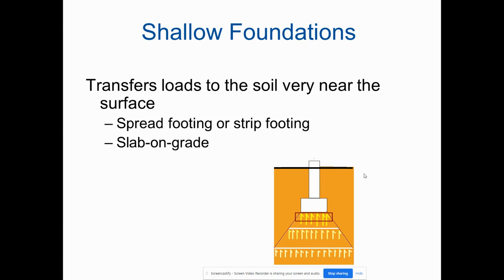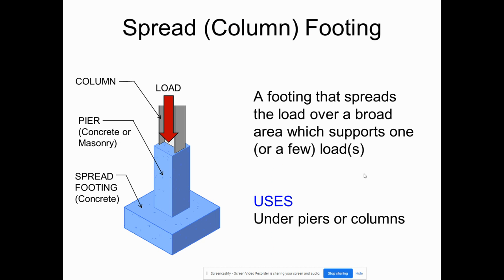This is how we transfer loads to the soil very near the surface: spread footings, strip footings, or slab on grade. These are the different footings, and this is going to be the assignment you're going to be doing next. A footing that spreads the load over a broad area, which supports one or a few loads, is a spread footing. As you can see right here, this is the pier of the footing, and here you have the steel column coming down into the pier and then into the spread footing.